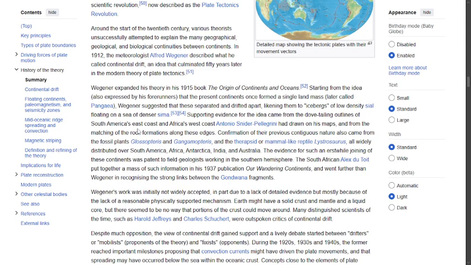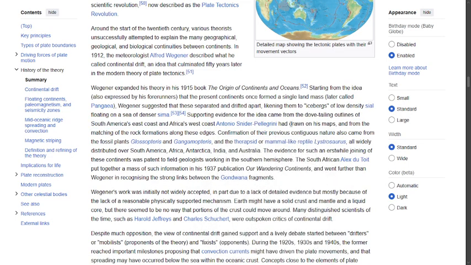Didn't call it Pangea at the time. Wegener stated that these separated and drifted apart, likening them to icebergs of low density sial floating on the sea of Densissima. Supporting evidence came from the dovetailing outlines of South America's east coast and Africa's west coast. Literally what I just talked about.